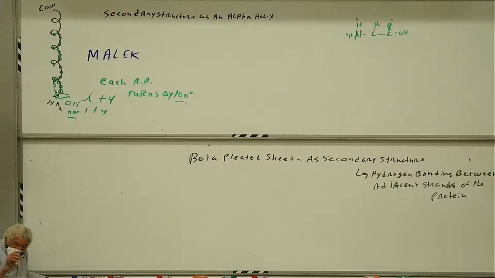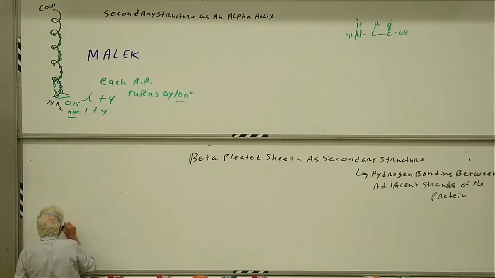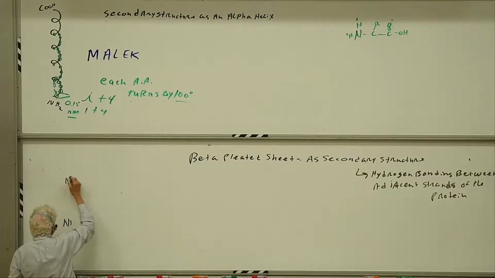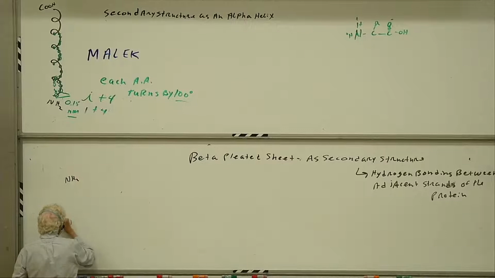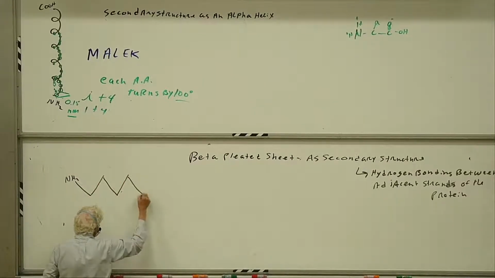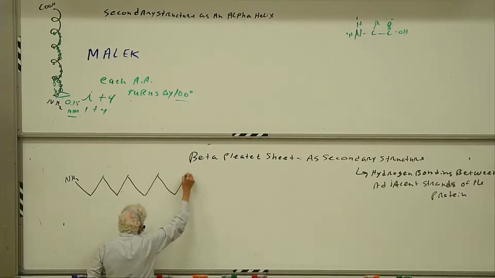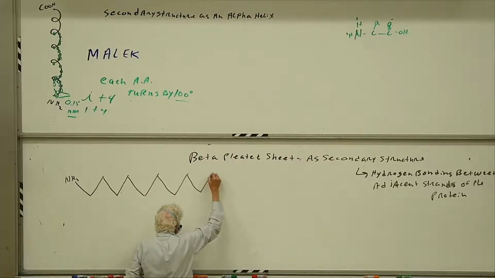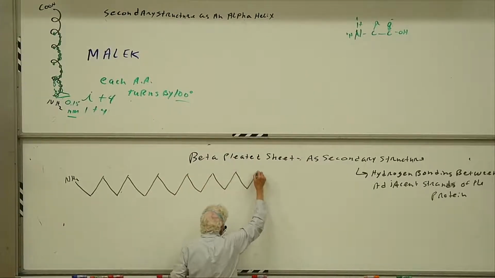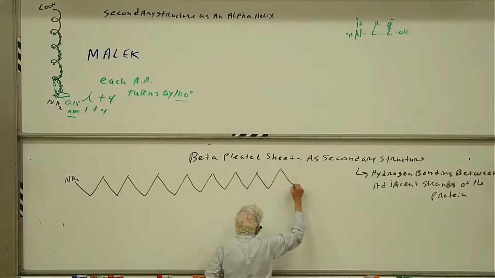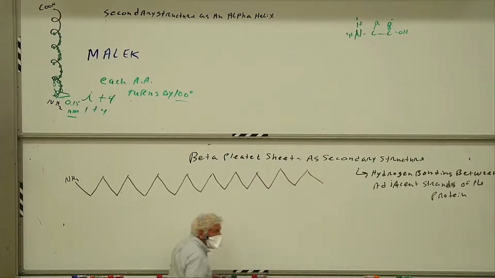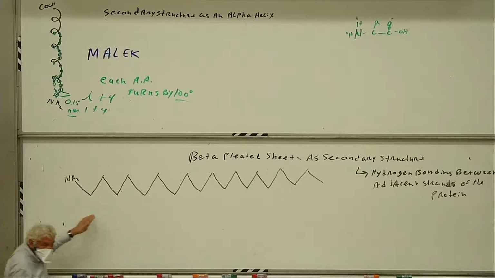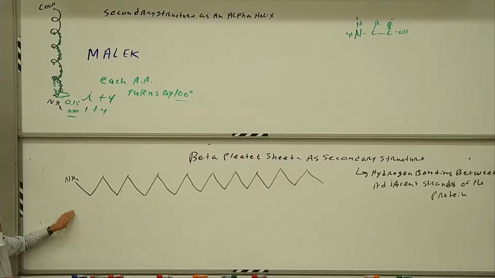So I'm going to draw this out as best I can, then I'll show you a pretty picture. But we're going to say that this is the amino terminus of the molecule. Actually, let's put it up here. And then we're going to talk about the position of the hydrogens in the R groups. And you can see from the way I'm drawing this why it gets its name as a pleated sheet or a pleated strand. This looks like a series of pleats in clothing.